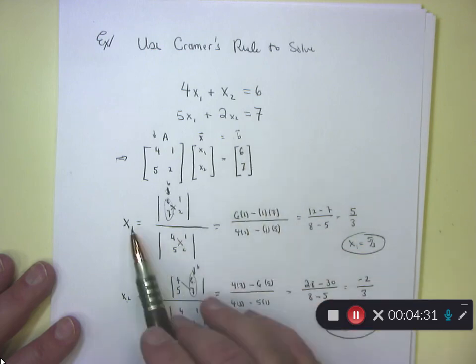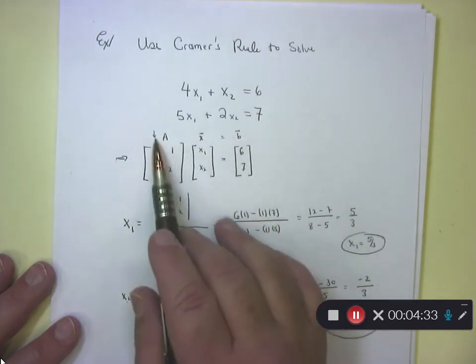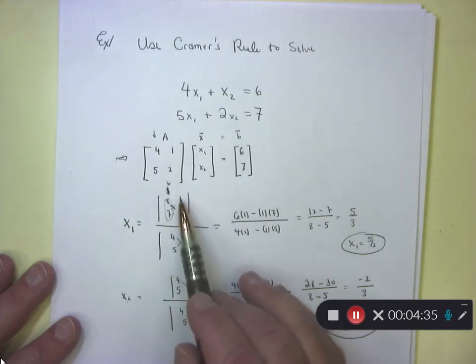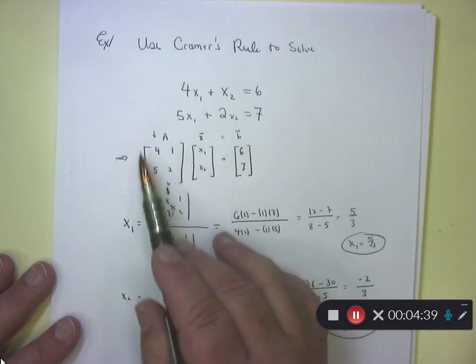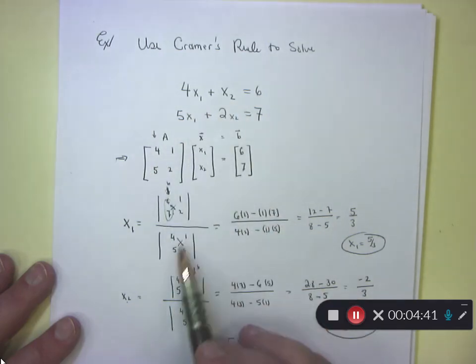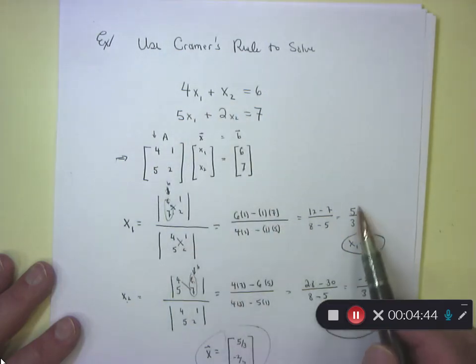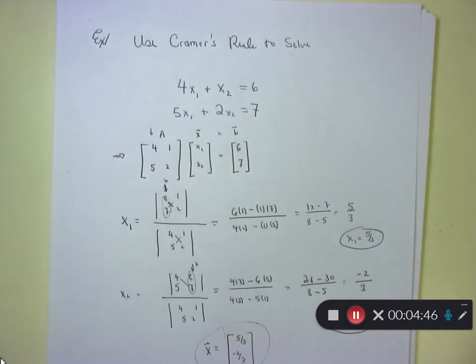And so for x1, you take the 6, 7, replace the first column with it, so it's 6, 7, 1, 2. And then it would be divided by the original determinant of the A matrix. A was the original coefficient matrix, 4, 1, 5, 2. And we end up getting 5/3 for x1 when we took the determinant of the numerator over the determinant of the denominator.